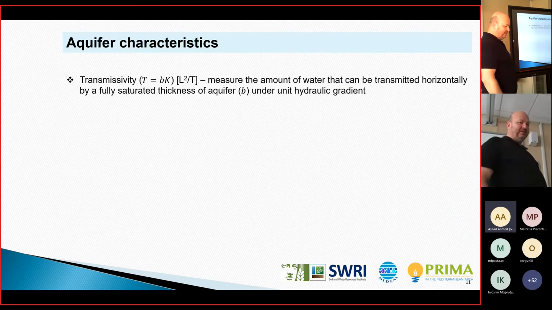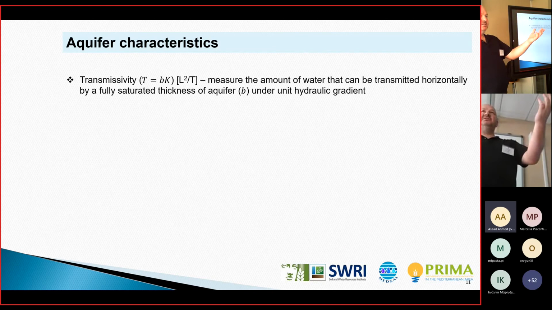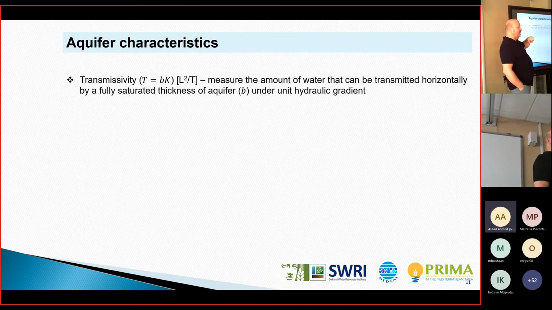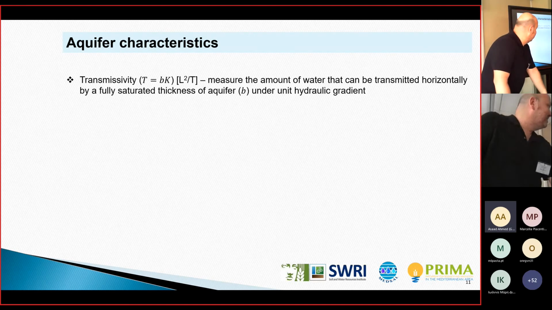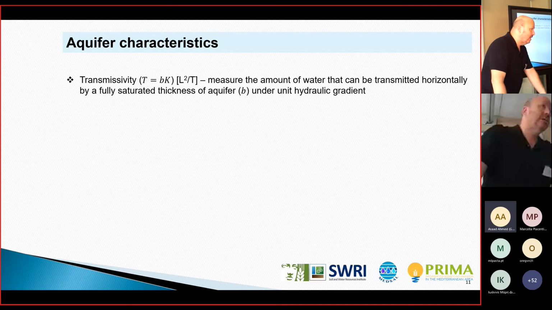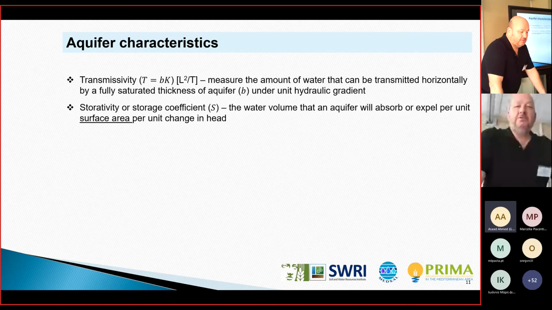So, some more properties related to groundwater. When we don't need a 3-dimensional analysis, we usually use the concept of transmissivity instead of hydraulic conductivity. The two parameters are related through the aquifer thickness, B, and transmissivity is defined as the amount of water that can be transmitted horizontally, that's why we don't need a 3-dimensional analysis, through a fully saturated aquifer thickness under unit hydraulic gradient. So this is the concept of transmissivity. We're not going to use it today.